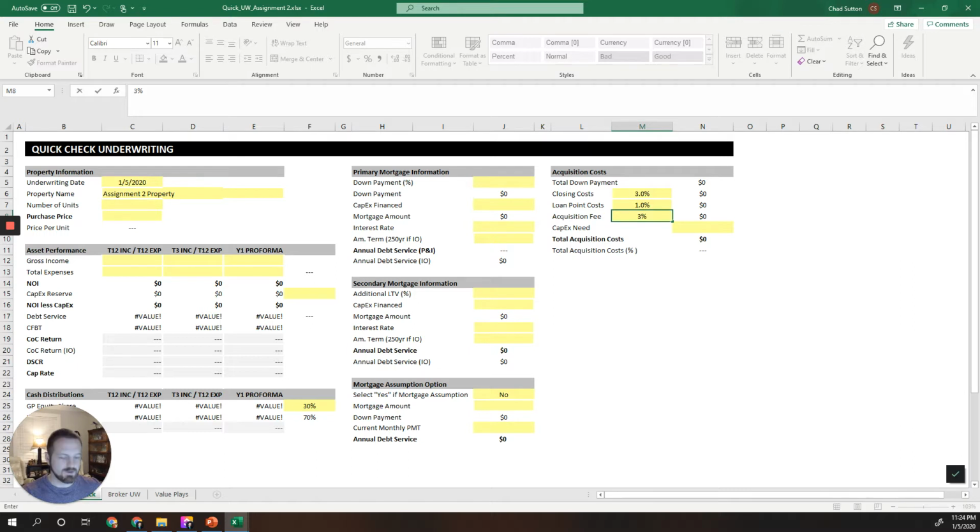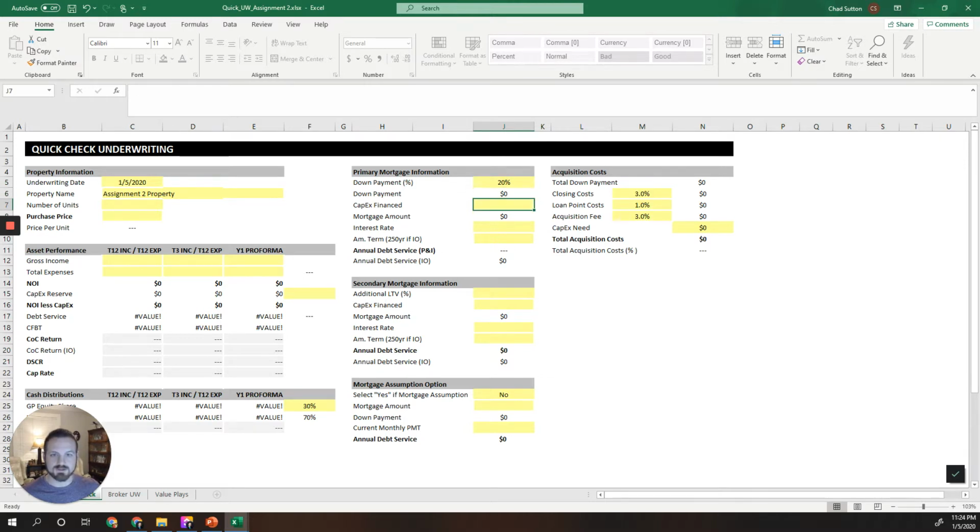Anyway, acquisition fee of 3%. CapEx, let's do our same 2,000 a door just to start off here. So multiply that by number of units. And then down payment, we said it was going to be 80% leverage, so 20% down.